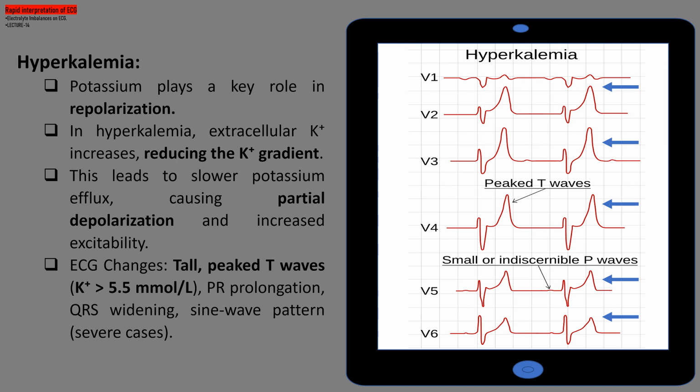As hyperkalemia worsens beyond 6.5 millimoles per liter, the resting potential continues to depolarize, slowing impulse conduction. This results in PR interval prolongation, QRS widening, and eventually, a sine wave pattern, a pre-terminal ECG finding that can quickly progress to asystole if not treated.